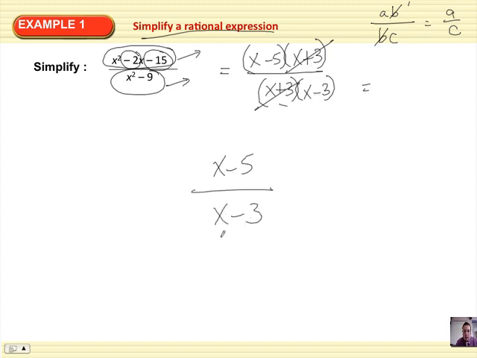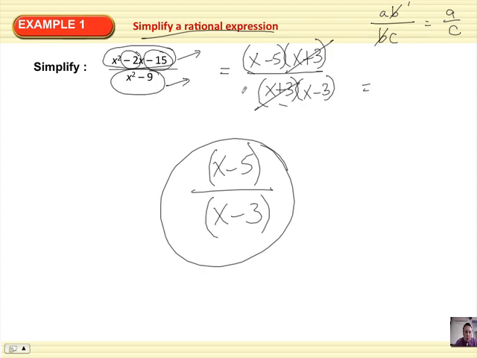No, you can't cross out these x's. This is a quantity, x minus 5, quantity x minus 3. That's it. Alright, so now to simplify a rational expression by what? By factoring. So key thing today is factoring.